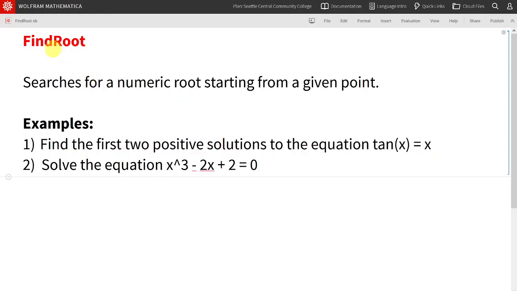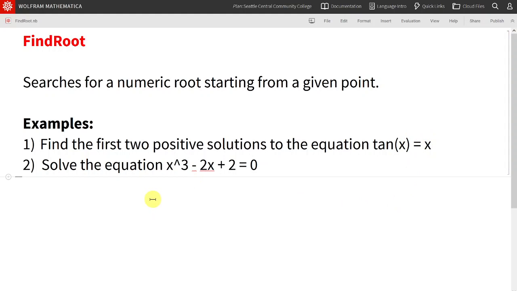FindRoot. In this video, we will learn how to use the FindRoot command, which searches for a numeric root starting from a given point. To understand what this means, let's look at these two examples.